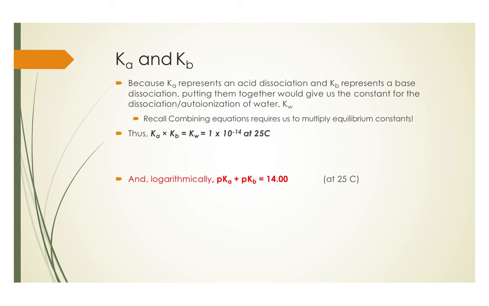The last thing then is, since we know that Ka times Kb equals Kw, and we know that Kw is 10 to the negative 14th, logarithmically we can change these all into p values. So we know that pKa plus pKb is going to equal 14, and we can use that sometimes when it's useful as well.